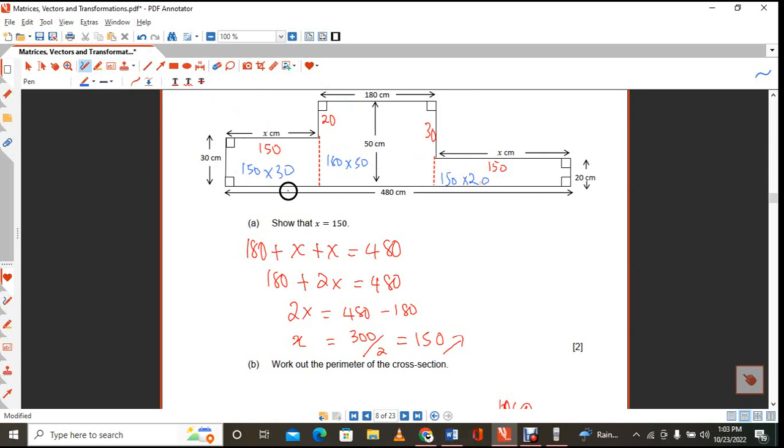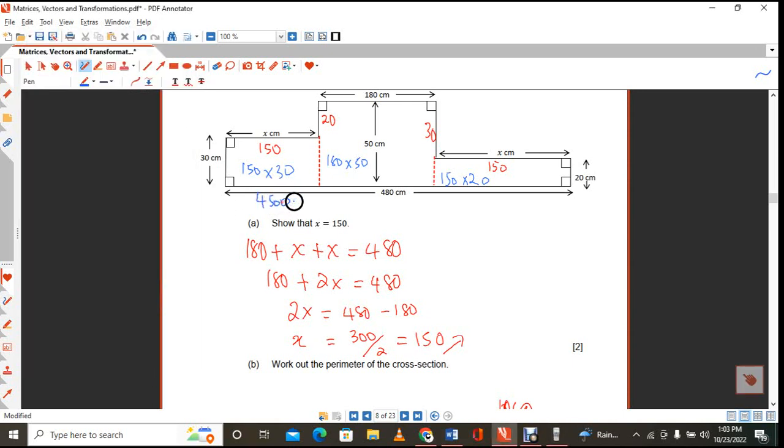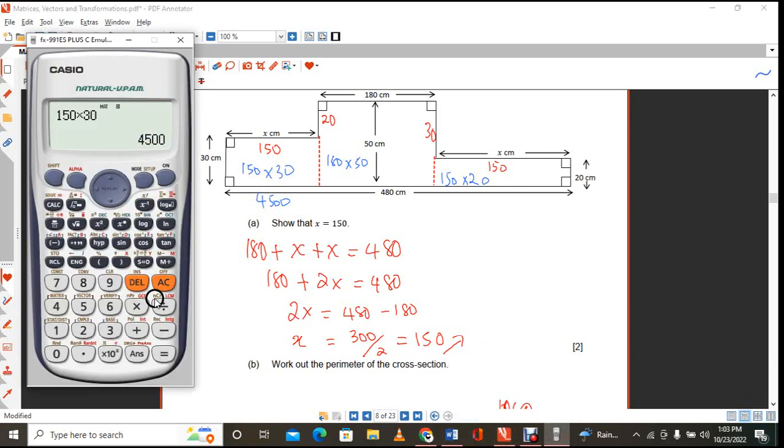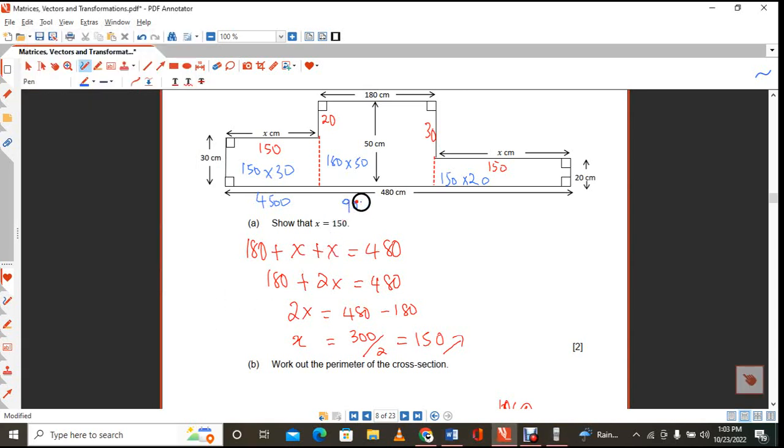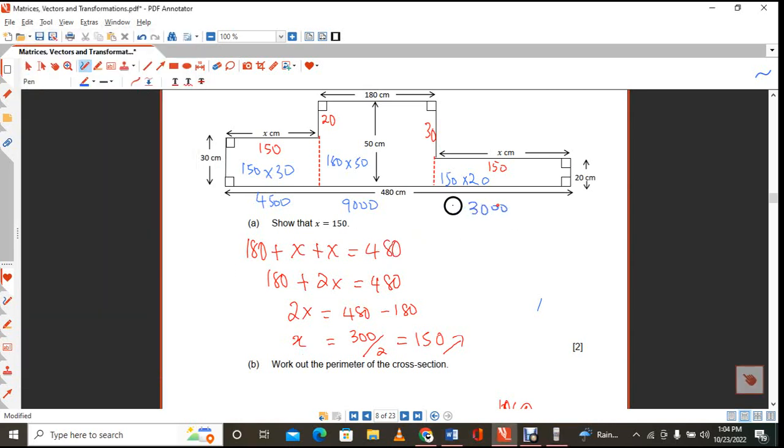Okay, and then I'm simply going to add up those areas. Okay, in blue. So let's see. Grabbing out my calculator, I have 150 multiply that by 30. That gives me 4,500. Then next one, I have 180 times 50 is 9,000. Okay, so that's 9,000 over there. The last one there is going to be 150 times 20. Well, that's 3,000. Right. So I'm now going to add the areas of those rectangles in order for me to find the area of the shape.